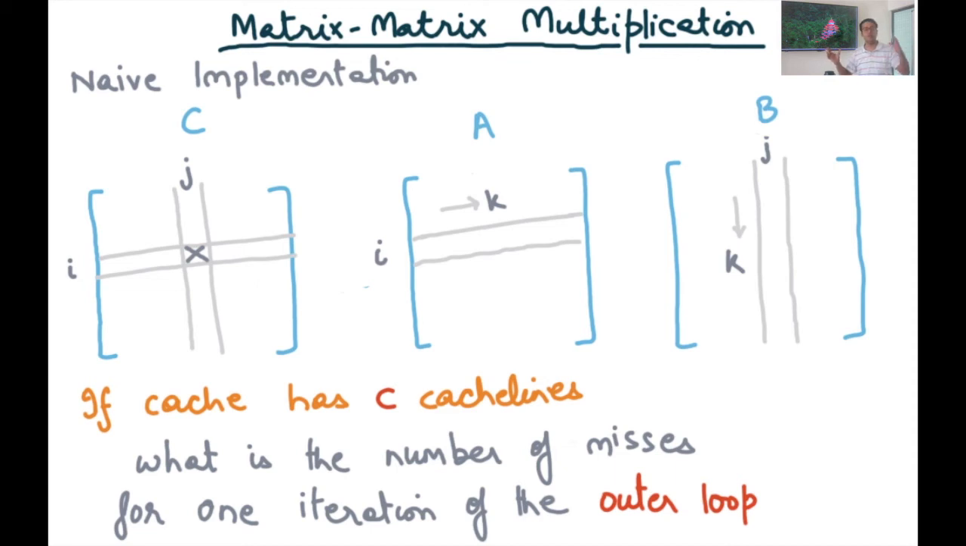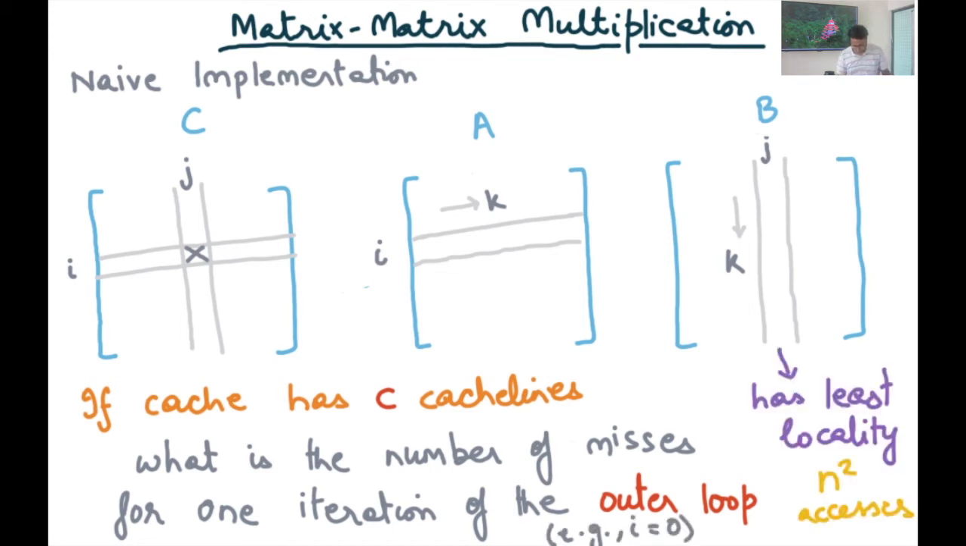We said order n cube for the entire loop nest, but if I just take one iteration of the outer loop, that's going to be all the iterations of the inner loops, the two inner nested loops, and that's going to be order n square. And so B has the least locality, and that needs n square accesses. In the worst case, each of those accesses is going to be a miss. None of those accesses is going to be available in the cache that has C cache lines. And so in the worst case, I'm going to get order n square misses.